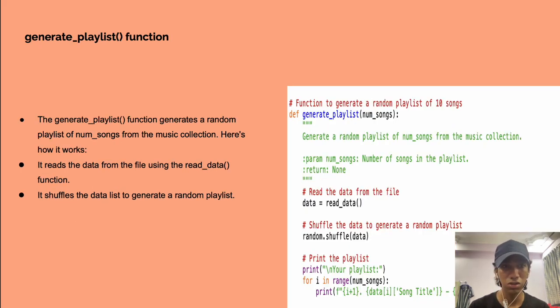And lastly, we're going to talk about the generate playlist function. The generate playlist function generates a random playlist of a number of songs from the music collection. Here's how it works. It reads all the data from the file using the read data function, shuffles the data list to generate a random playlist. It prints a prompt to indicate that the playlist is being generated. It loops through the first number of songs and returns them.